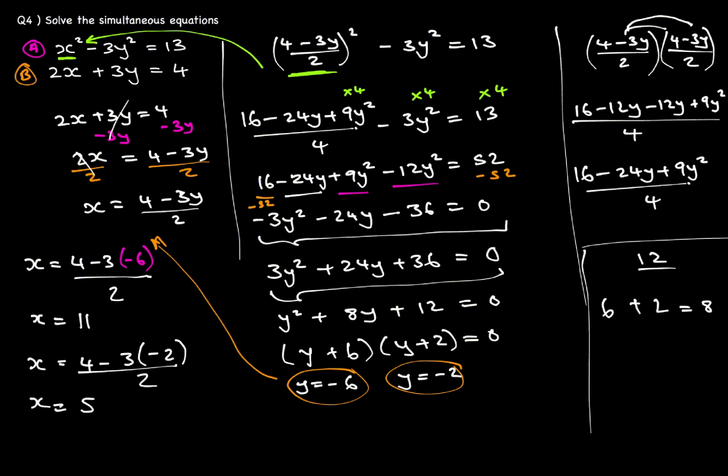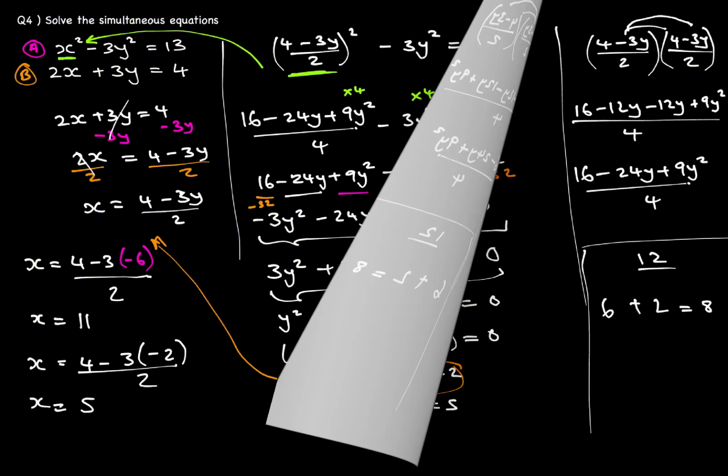Now I'm just going to clearly state my answers. When y is equal to negative 6, x must equal positive 11. And when y is equal to negative 2, x must equal positive 5.